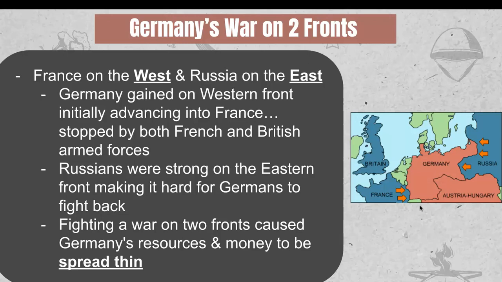At the beginning of the war, Germany is going to be doing actually really well. They are going to gain a lot more on the western front versus the eastern front. They are even going to advance into France. They are going to just about reach Paris when both the French and British governments will stop further invasion of the German military into France. The Russians overall during this time period were really strong on the Eastern Front, so it really made it hard for Germans to fight back.